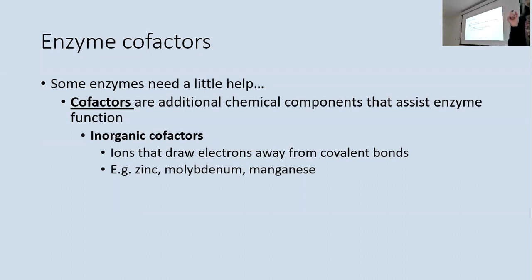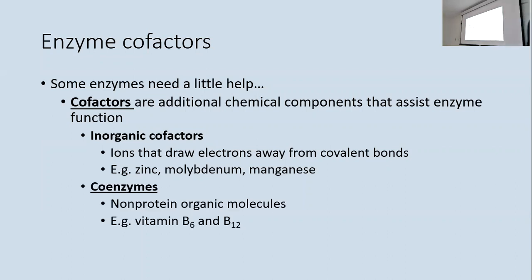You can also have non-protein organic molecules that do this work. Those are called coenzymes. These would be things like B6 and B12. Vitamins B6 and B12 are organic molecules that help enzyme function. So we can have other molecules that help enzymes to function, outside of regulatory molecules.